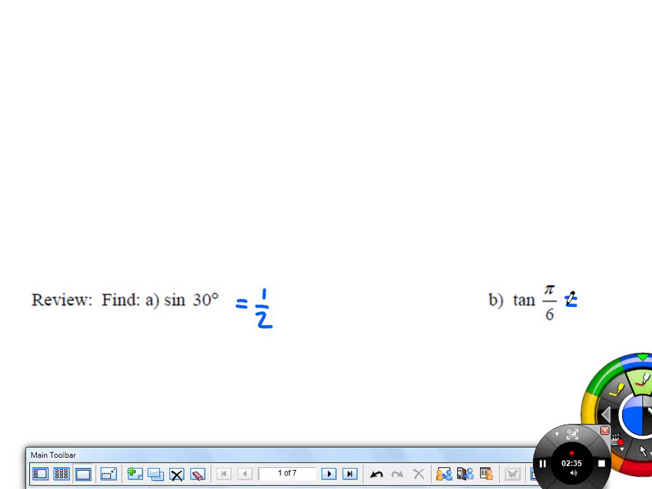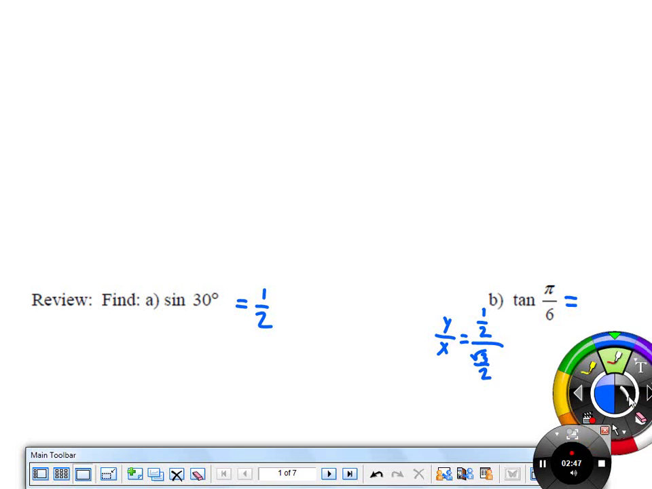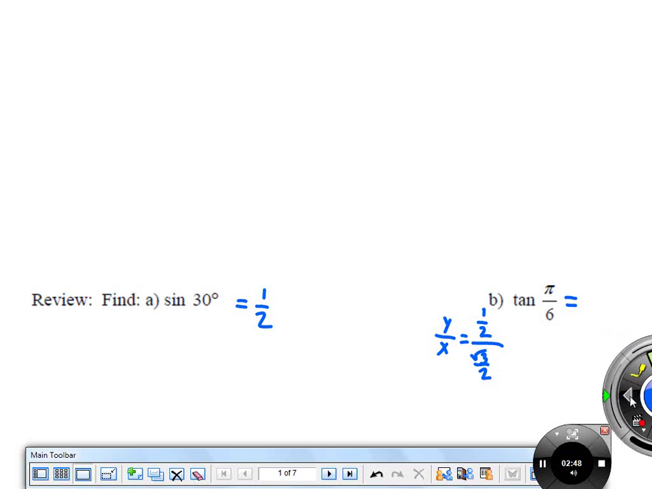Okay? So I want to do the y divided by the x. So in this case, the y is 1/2. The x is root 3 over 2. So remember when you're doing that division, you're doing 1/2 divided by root 3 over 2, which means times by the reciprocal. So you get 1 over rad 3. And then when we write our final answer, we don't leave the radical in the denominator. So we multiply top and bottom by rad 3. So we get root 3 over 3.